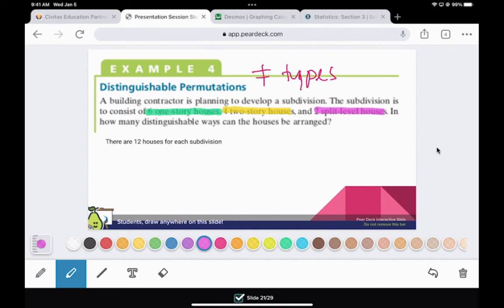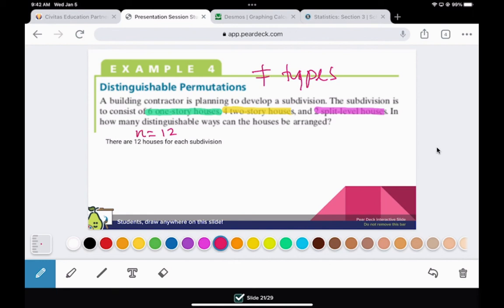So in here, we have 3 different types. The first one is 1 story, the second one is 2 story, and the third one is the split-level houses. So we have those 3, right? Those are the types. And for the total, they tell you there are 12 houses for each subdivision. So the n is going to be 12 because they tell you that is the total.